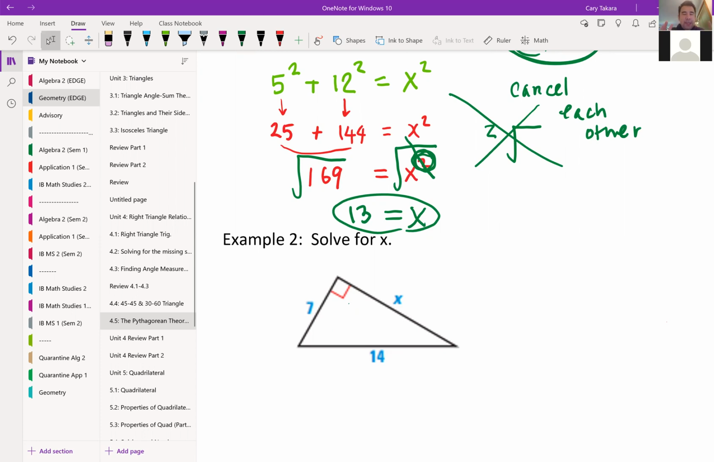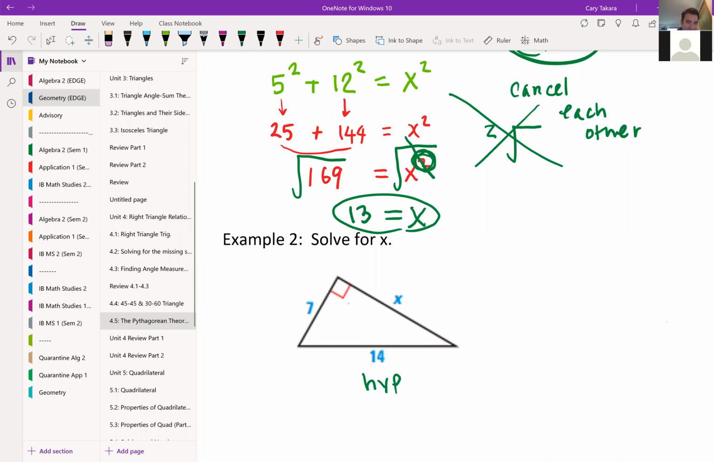Again, the right triangle could be rotated, upside down, flipped. So let's make sure that we identify the hypotenuse. Which one represents the hypotenuse? Is it 7? Is it x? Or is it 14? The hypotenuse is the side across from 90 degrees. So the hypotenuse is 14.